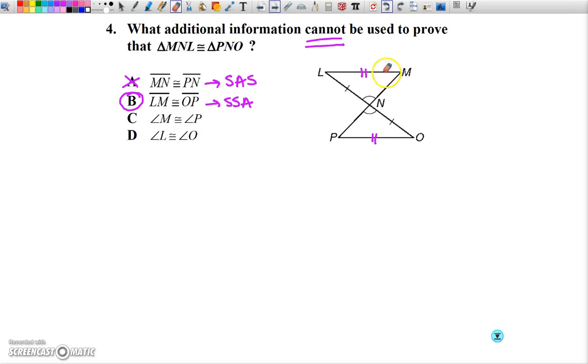Now keep going, because I want you to understand how the other ones work, just as a refresher. So angle M is congruent to angle P. This would be angle, angle, side. So that one's good. So works, doesn't work, works. So it's not our answer. And then your last option would be angle L being congruent to angle O, and that one is angle, side, angle. So that works, which is not your answer.